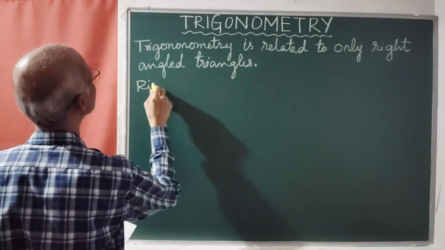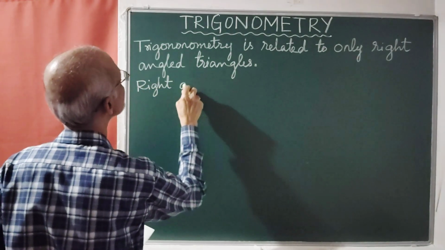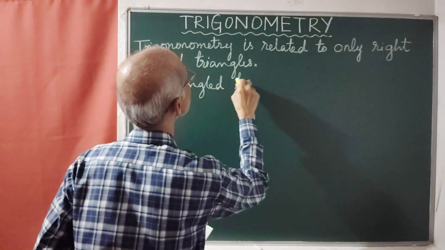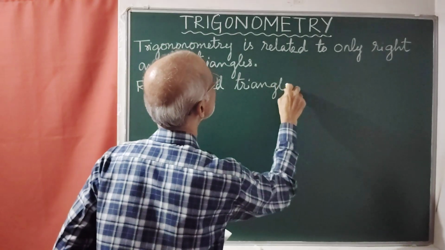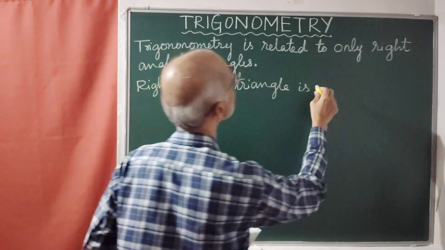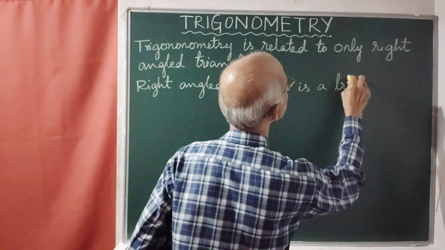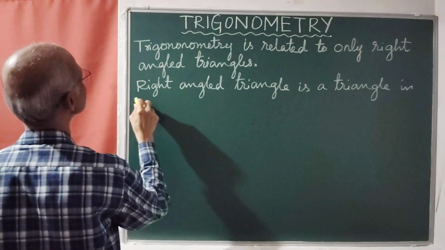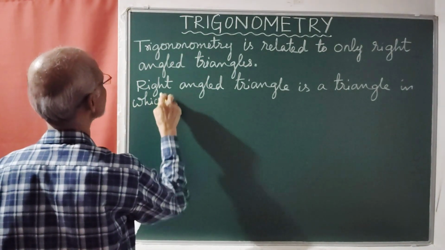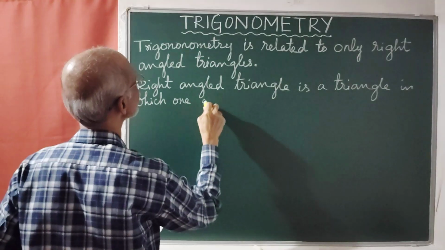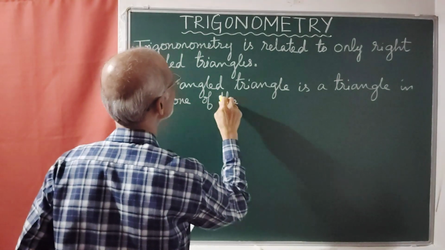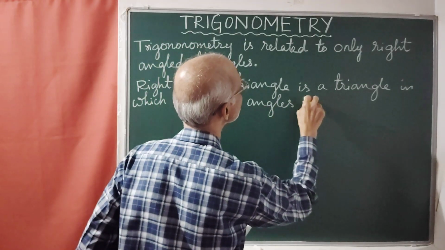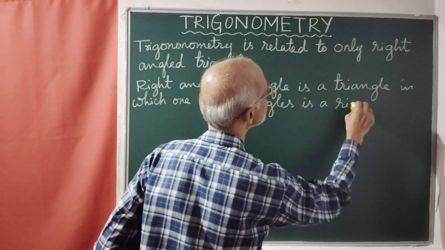Right angled triangle is a triangle in which one of the angles is a right angle.